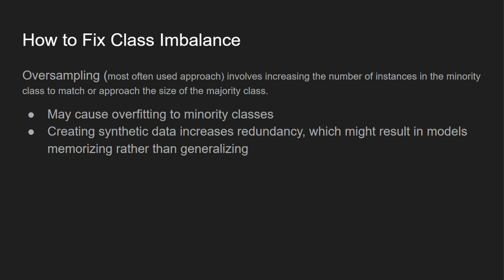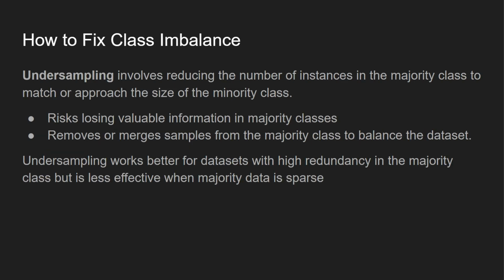memorizing rather than generalizing. Now another method is going to be called undersampling, which involves reducing the number of instances of the majority class to match or approach the size of the minority class. And this has a trade-off too. It risks losing valuable information in the majority class, but what this does is it removes or merges samples from the majority class to balance the data set. Undersampling works better for data sets with high redundancy in the majority class, but is less effective when the majority data is sparse.